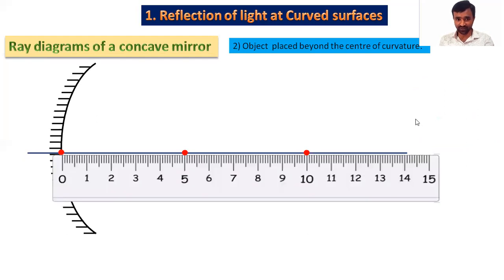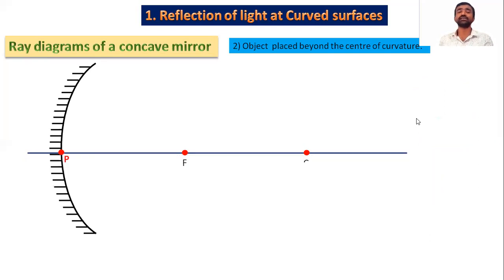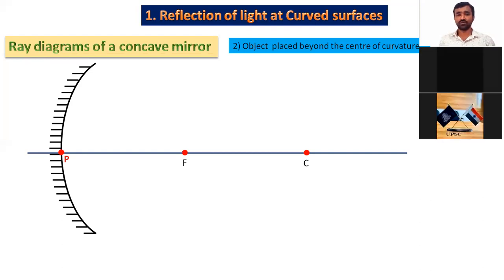So 5 centimeters gap I followed, right? From the pole. So they are identified as focus and the center of curvature. Any confusion in this? So this is required by you. Any confusion? If nothing, use reaction.